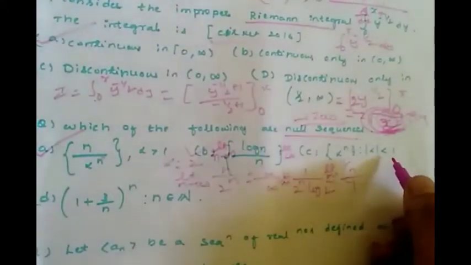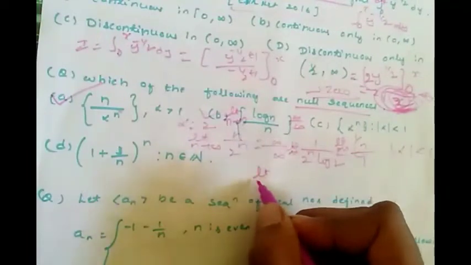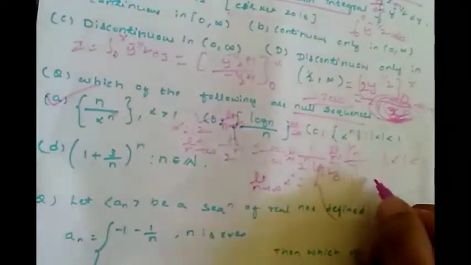Okay, option C is alpha power of n, the sequence alpha power of n, where mod alpha is less than 1. That means we know one of the results: the limit as n tends to infinity of alpha power of n is 0 if mod alpha is less than 1, 1 if alpha is equal to 1, and infinity if alpha is greater than 1. This is one of the results. By this result, the limit value of this is 0. Therefore this is also a correct option.